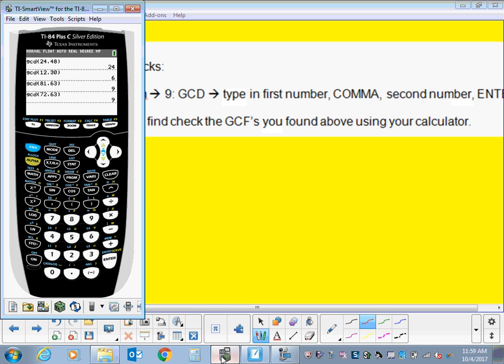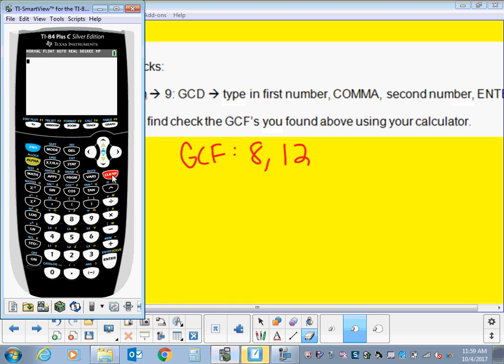Let's say that we're going to pick out the GCF of 8 and 12. What we're going to do, you hit math. Go over the number.